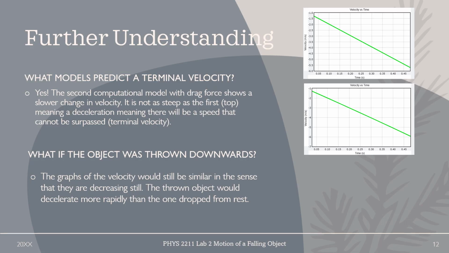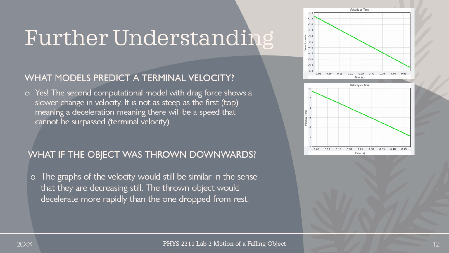Now that we understand that, we can further our understanding with a few questions. First, is there a model that predicts a terminal velocity? The answer is yes. To the side, we have the first computational model's velocity on top and the second one on the bottom. The second computational model is less steep than the first one in terms of velocity. This means that there is a deceleration in the second one due to the drag force, and that there will be a speed that cannot be surpassed, that is terminal velocity.